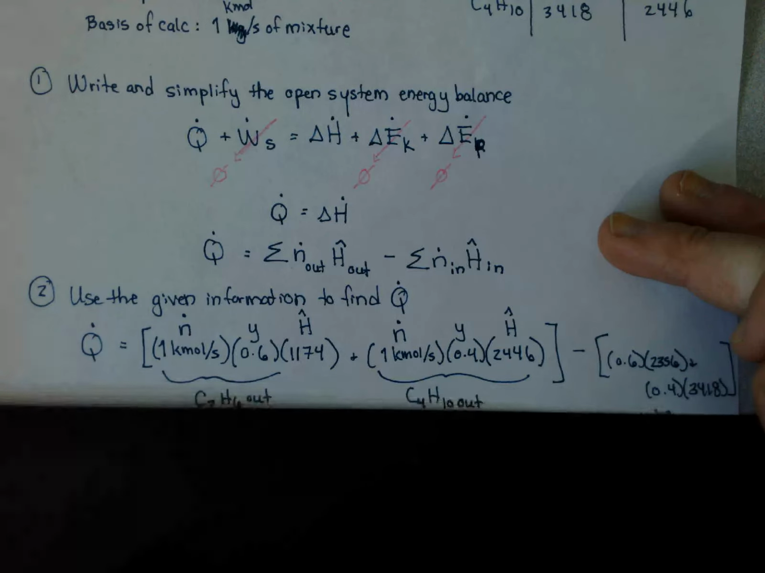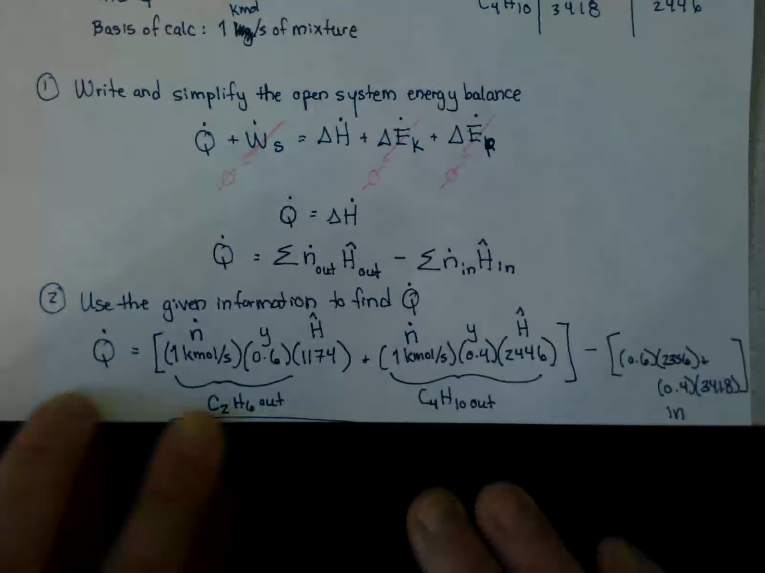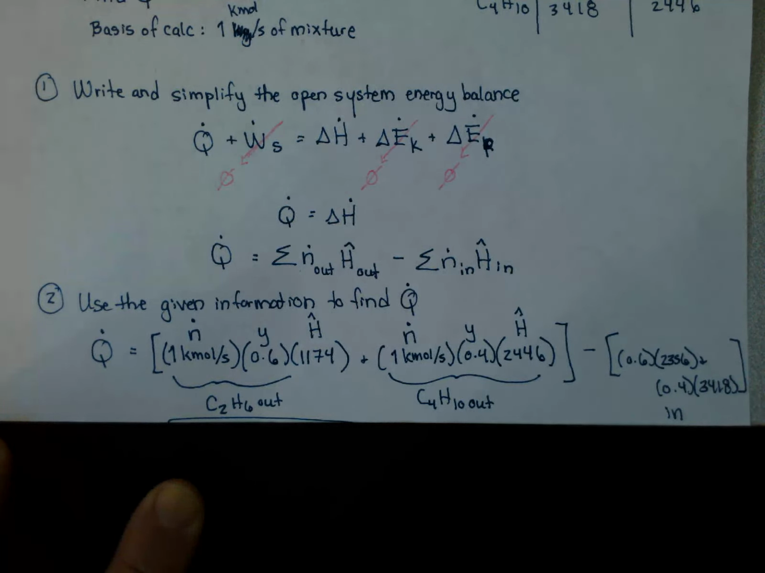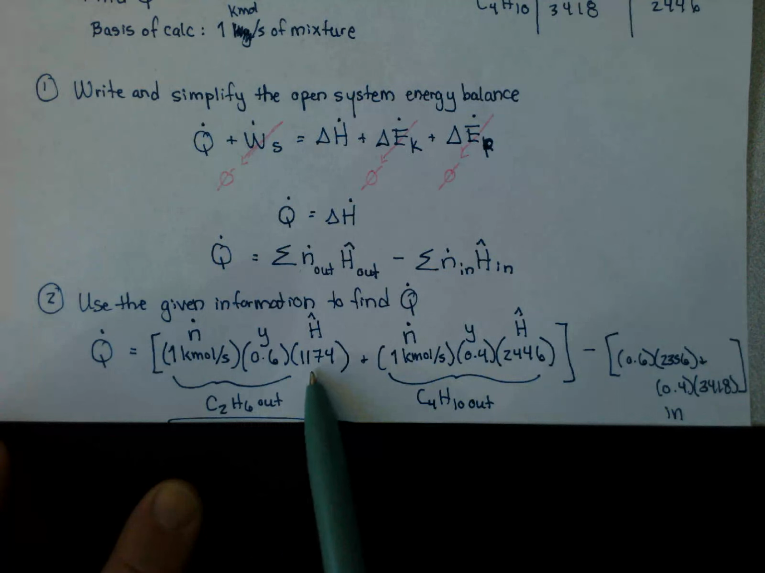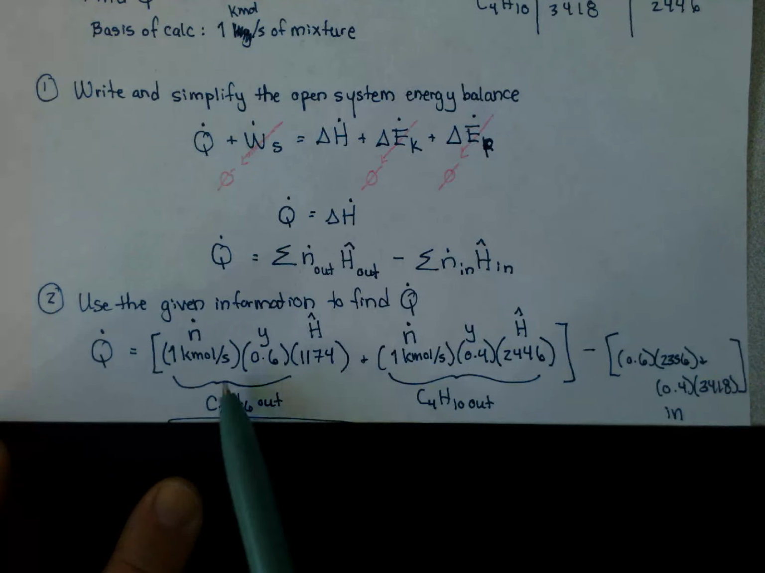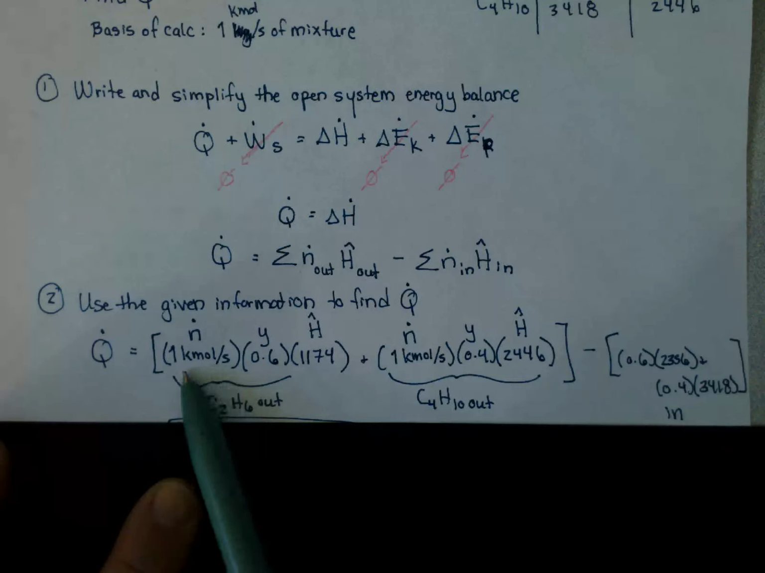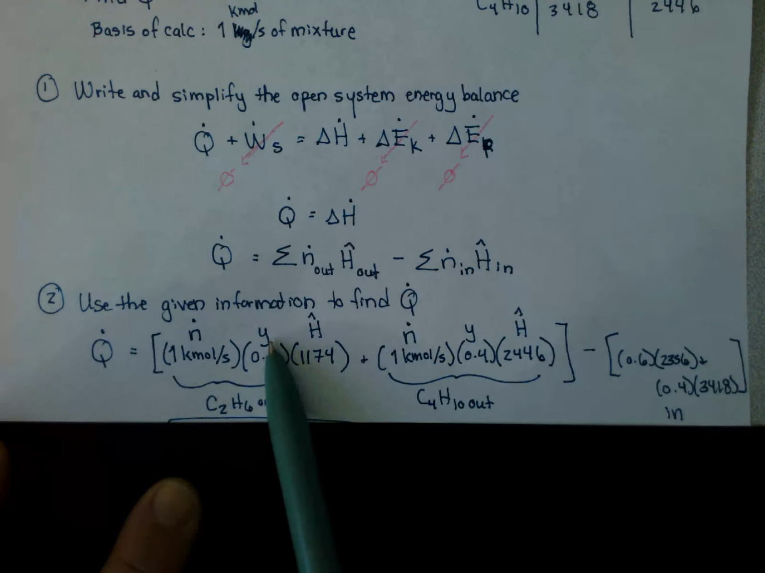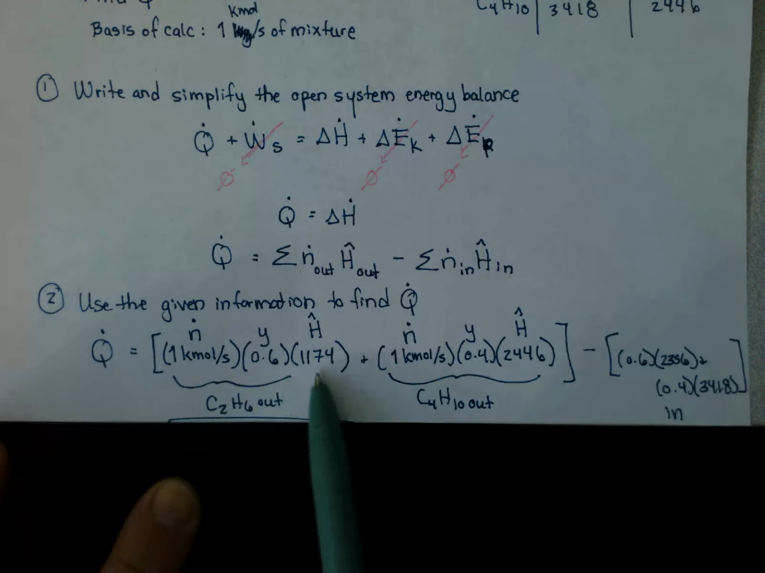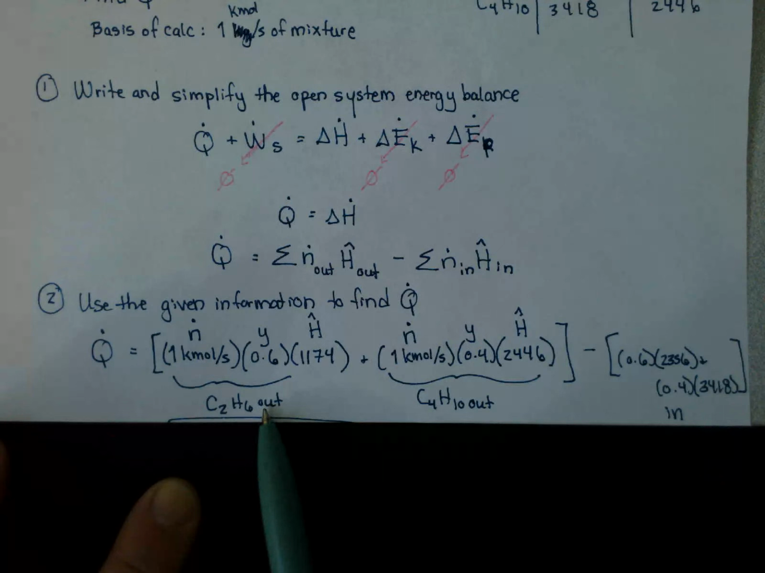So one thing that's going to be important about this particular problem is that we sum everything out and then we sum everything into the system. So when we're looking at what's coming out, there are two species coming out that have enthalpies associated with them, right? So C2H6 has an enthalpy coming out of 1,174. But if we look at what's flowing in terms of enthalpy, the 1 kilomole per second is the total molar flow. So that means we need to multiply it by the fraction that's related just to the C2H6 to make sure that this whole value is just related to C2H6 out.